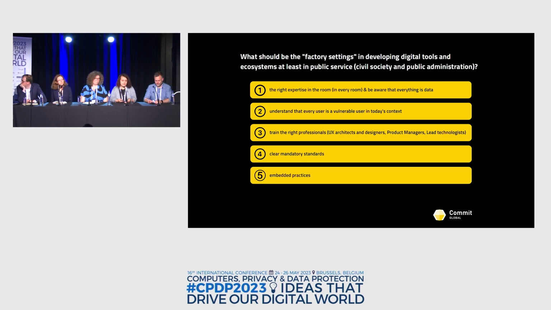Fifth, embedded practices. This ties up with standards quite a lot, because when you get your public procurement requirements, when you're going as a government to buy technology from any type of provider, be it civic, nonprofit, or a private company, you should have a set of embedded standards and embedded practices in that procurement file so that the company has to abide by those specific rules when they provide technology to the government.